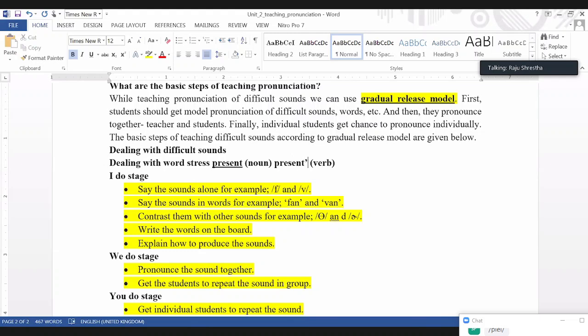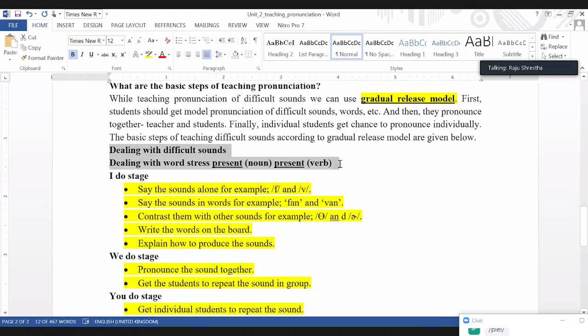So to teach word stress, you can select just simply present. The word present as a noun might be stressed on the first syllable, and as a verb on the second, you check it. Stress pattern here, stress को symbol है. The Oxford Dictionary हेर्नुस्, present as a verb, second syllable is stressed, and as a noun first syllable is stressed. So you can take example of word stress also.